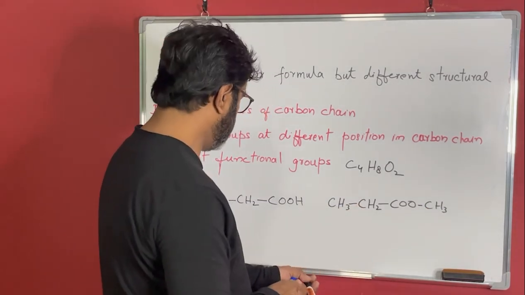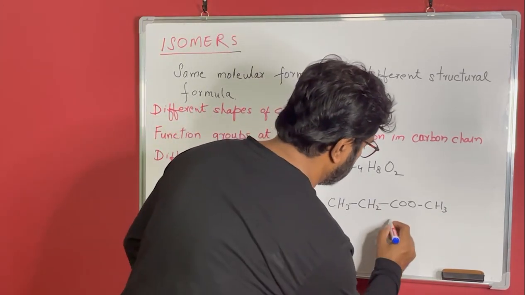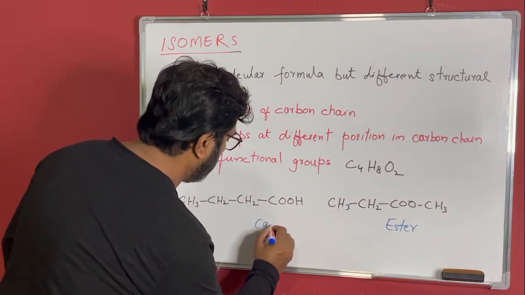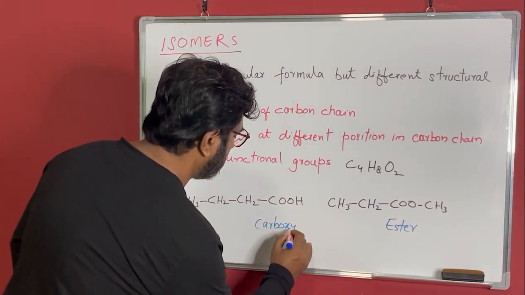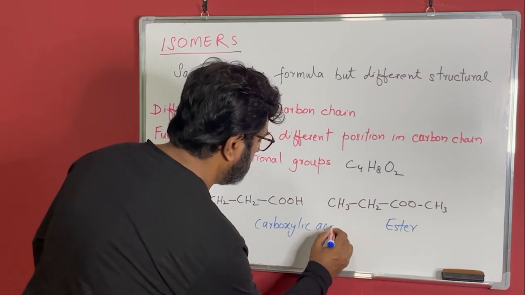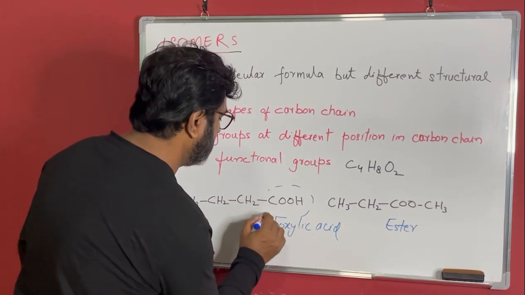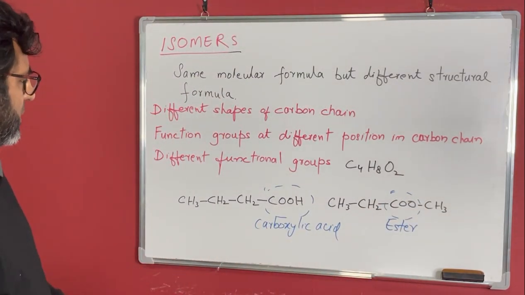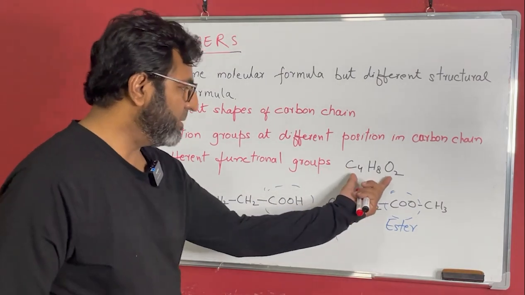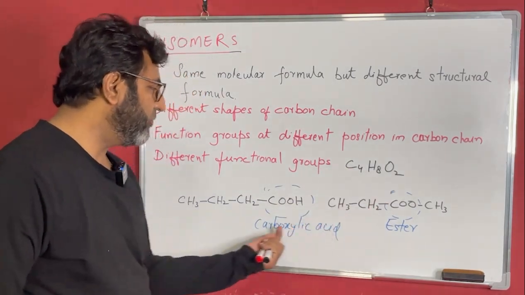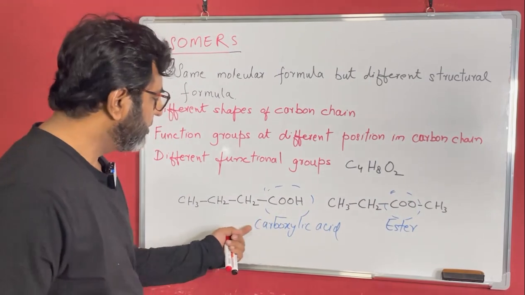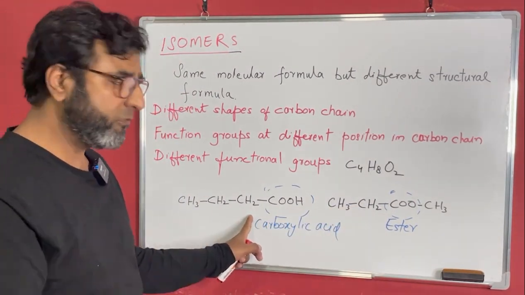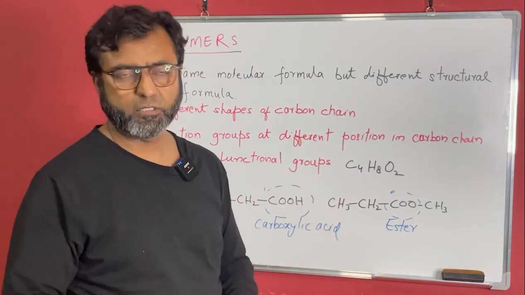But this is an ester. This one is a carboxylic acid because of this, and this one is an ester because of this. So you can see that from the same molecular formula we can have different functional groups also, and they are also isomers because they have different structures due to different functional groups, but they have the same molecular formula.